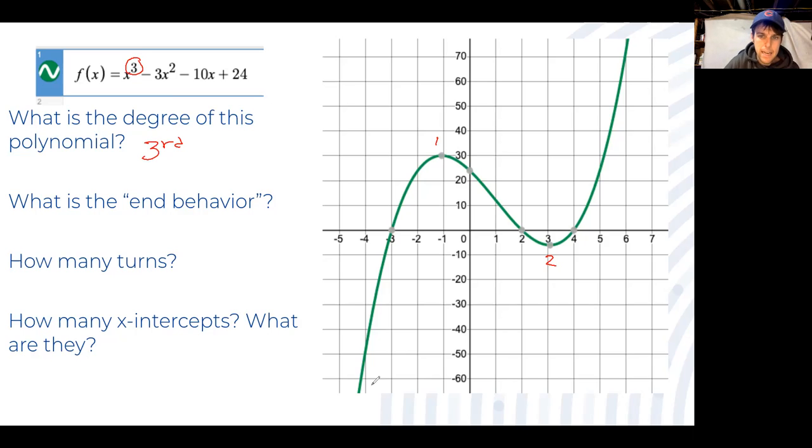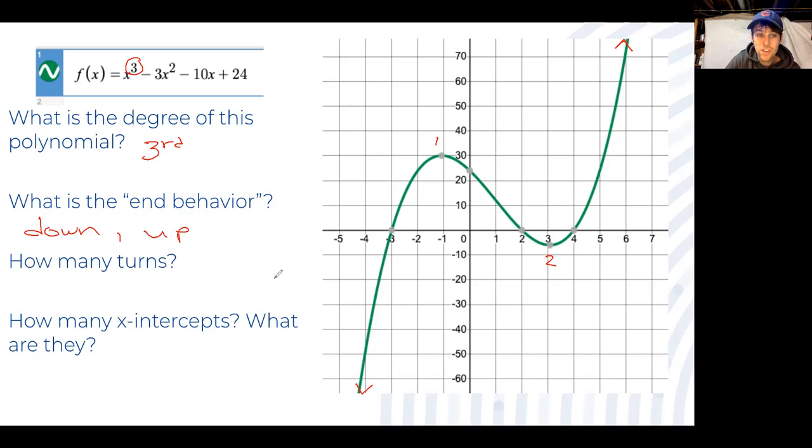What is the end behavior? Well, that's easy to look at. It's down on the left side, up on the right side. So as x approaches negative infinity to the left, the function approaches negative infinity, goes down forever. And as x approaches positive infinity to the right, it's also going up to positive infinity. Or we could just say that it's down on the left, up on the right.